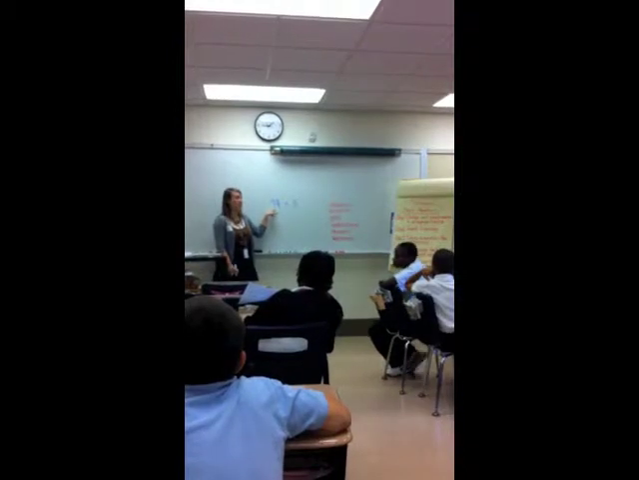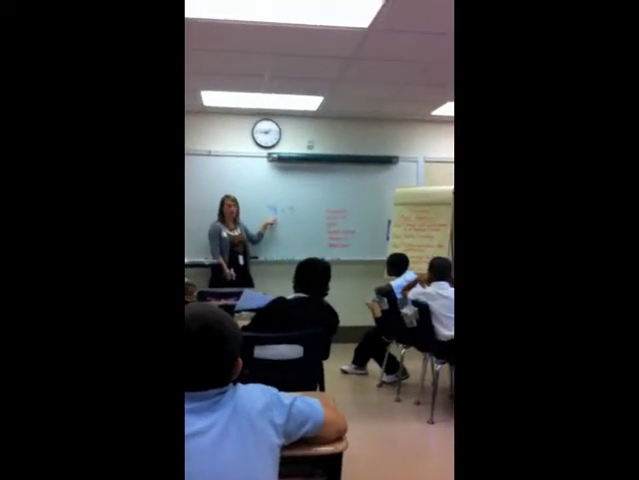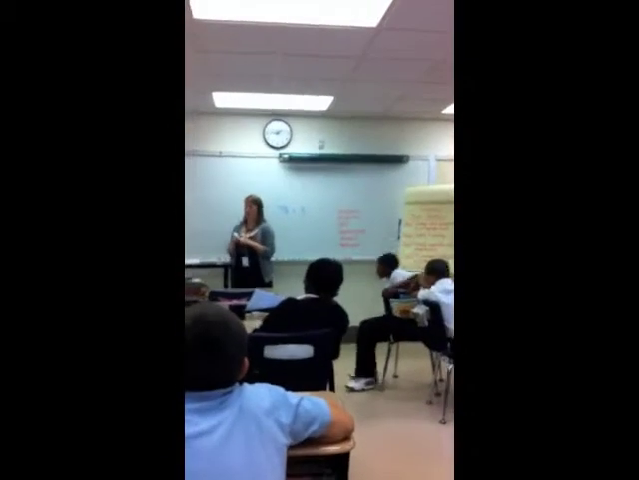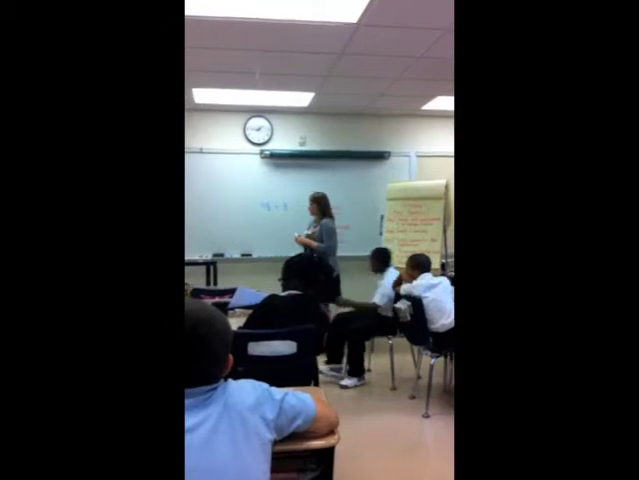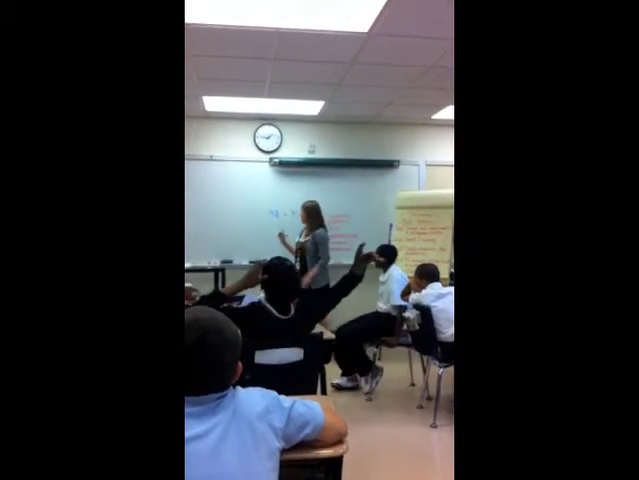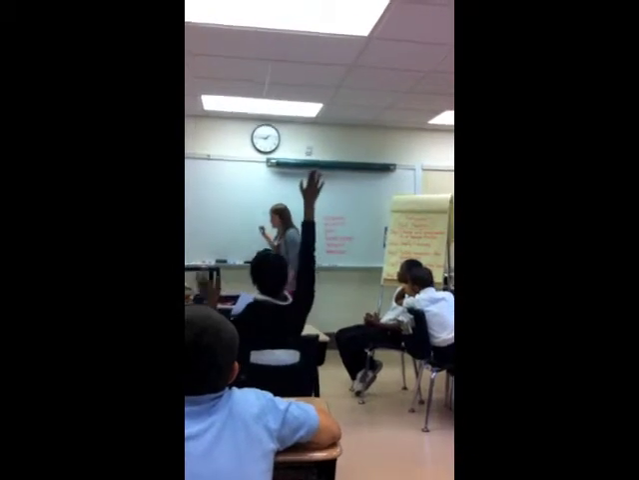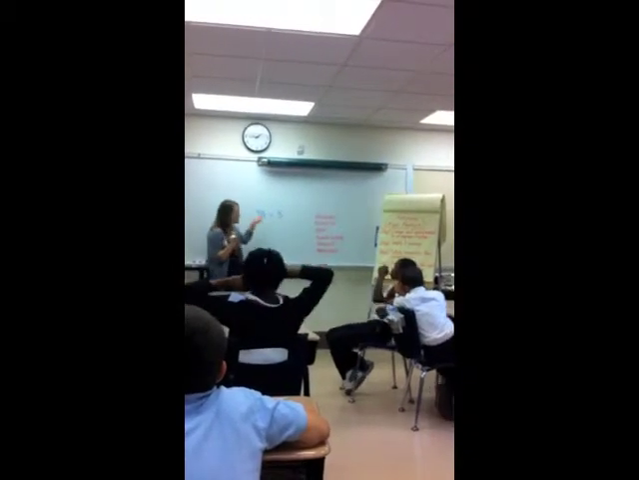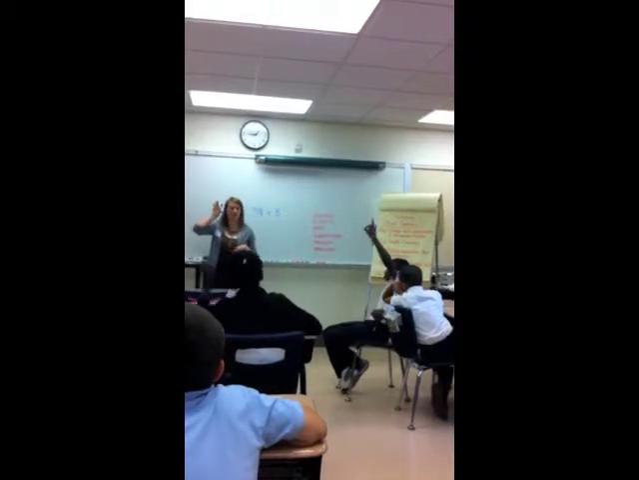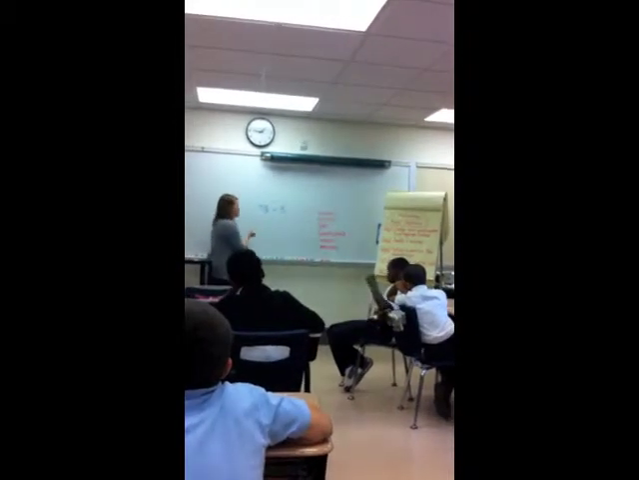We change from a mixed number to an improper fraction. Good. Okay, so where do we start? Somebody over here tell me where we start. 8 times 9. Good. Raise your hand. What's 8 times 9? 72. Okay, plus 5. Tell me. 77. So where does that go?